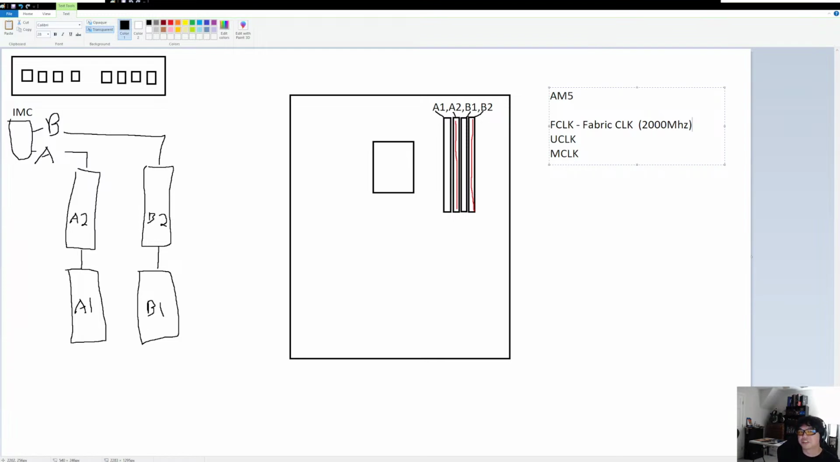You can run this slower, and by doing that, you can, in theory, run the U-clock and the MEM clock higher. But from what I have found, with AMD it's all about finding some kind of balance. It's kind of ironic how they use the term Zen to refer to the architecture. But from playing around with AMD's memory settings, it's all about trying to find the right balance.